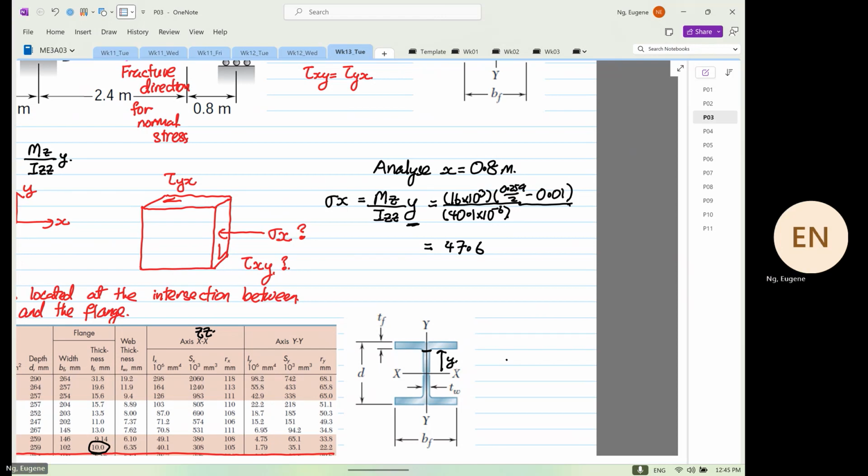0.681 times 10 to the power 6 Pascal. Let me do it again. So 0.259 divided by 2 minus 0.01, times 16 times 10 to the power 3, divided by 40.1 times 10 to the power minus 6. 47.681. Okay, so we found our best x.